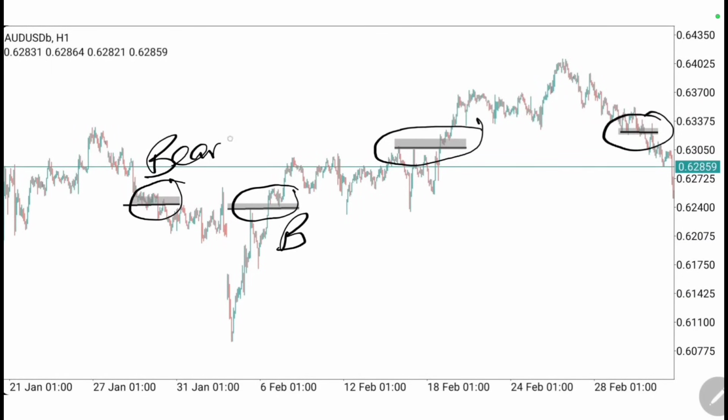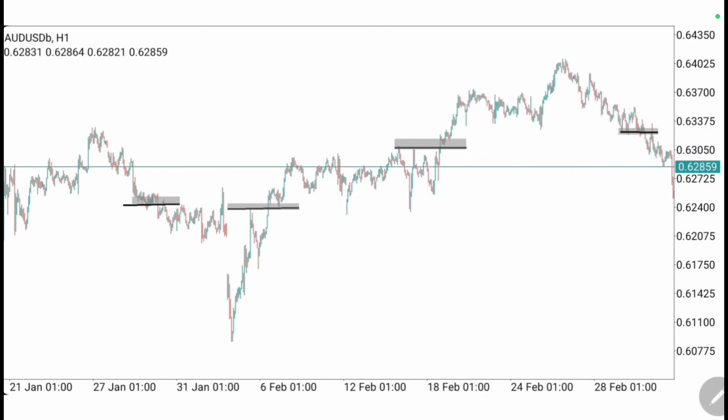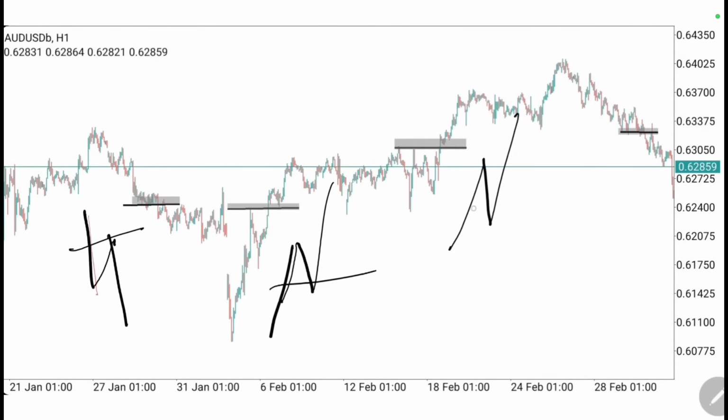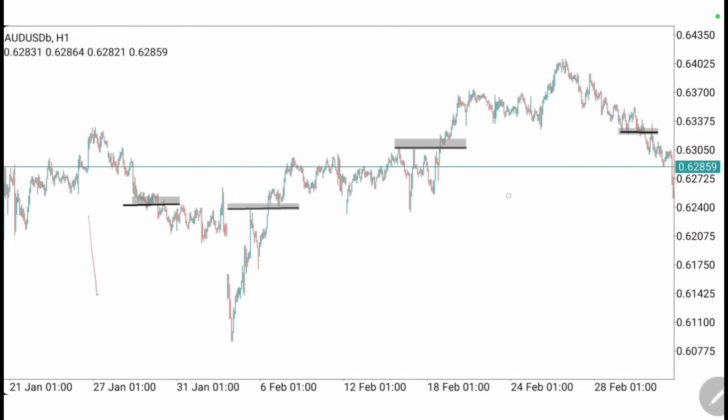This is bearish, this is bullish, this is bullish, and this is bearish. So on a lower time frame, this is your break and retest, here as well to the upside, here to the upside, and here to the upside, and here break and retest to the downside, break and retest to the downside. All right, so this is the strategy, and let's look at them individually.